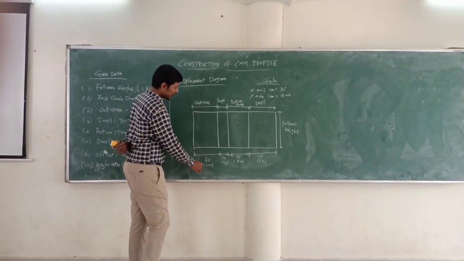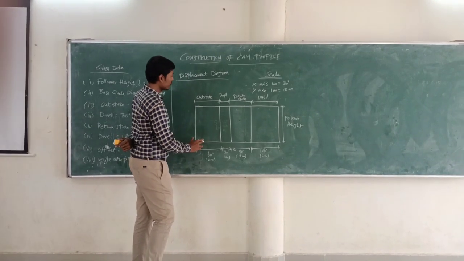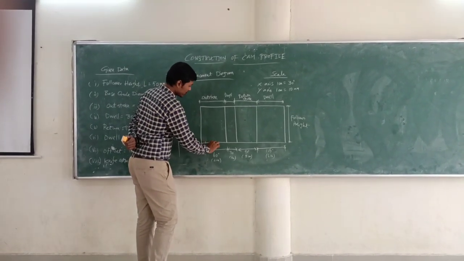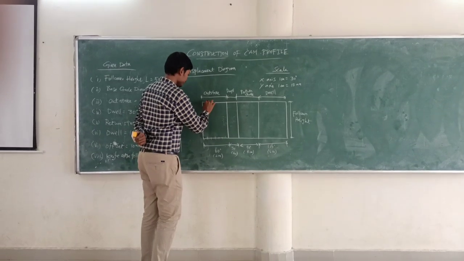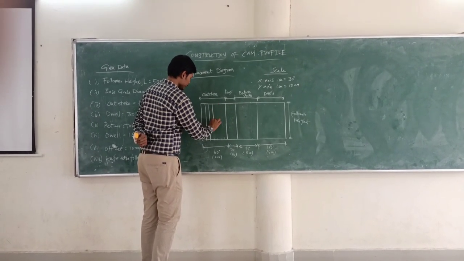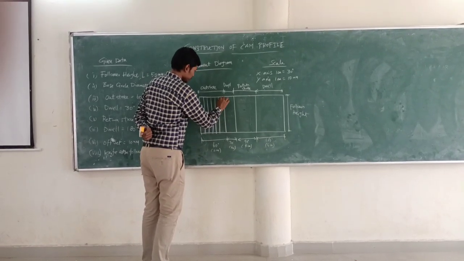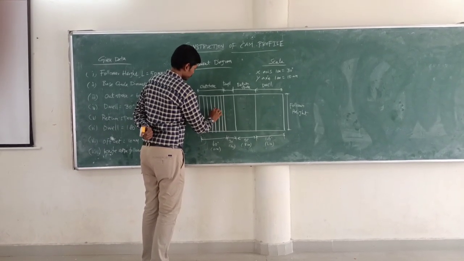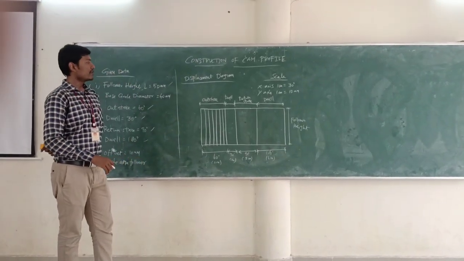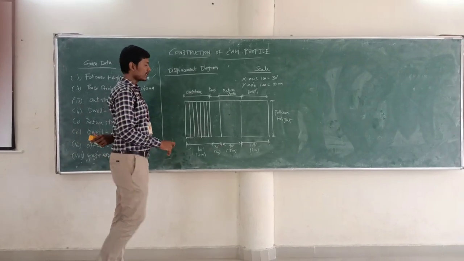So we are taking the 2 centimeter portion as the outstroke. That outstroke will be divided into 6 even parts: 1, 2, 3, 4, 5, 6. This is the even parts division for the outstroke. Similarly, we have to divide the return stroke into 6 even parts.